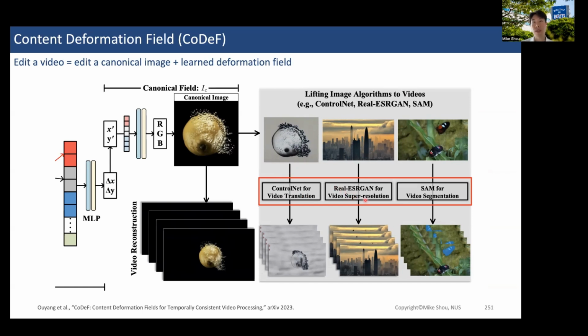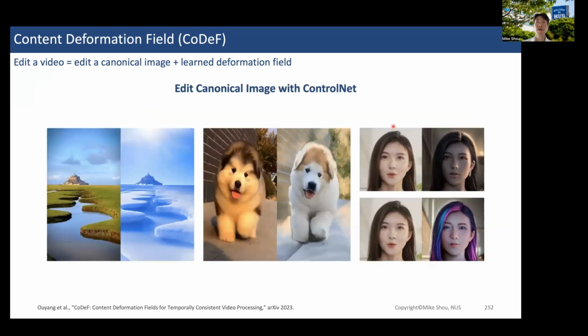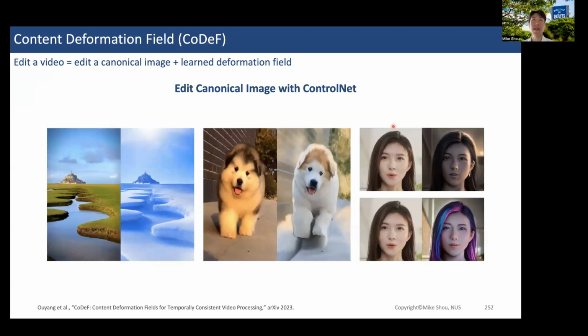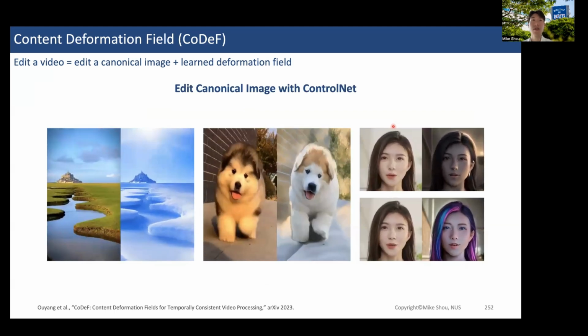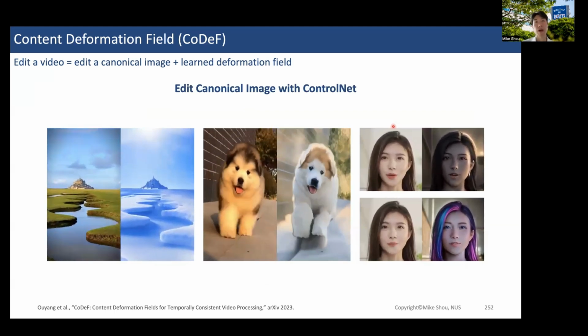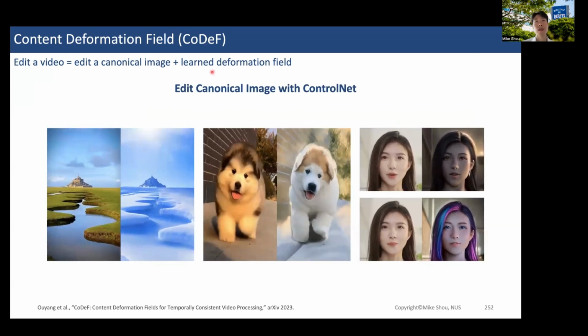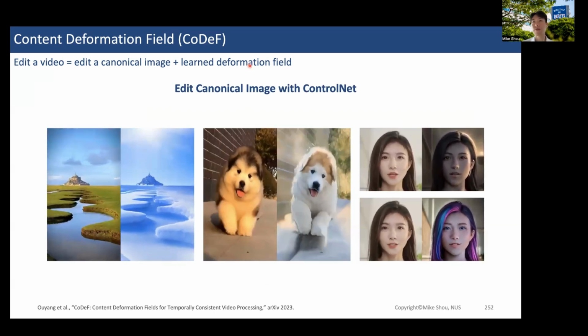And furthermore, they can even do super resolution on the canonical image, and even do something like SAM, Segment Anything, to obtain the semantic mask on the 2D canonical image and then propagate it into other video frames. And here is their result of editing the canonical image with ControlNet, and then propagating it to video using the learned deformation field.